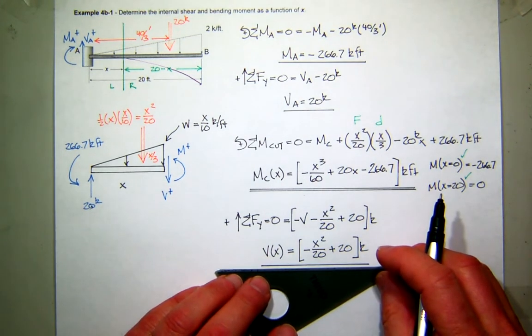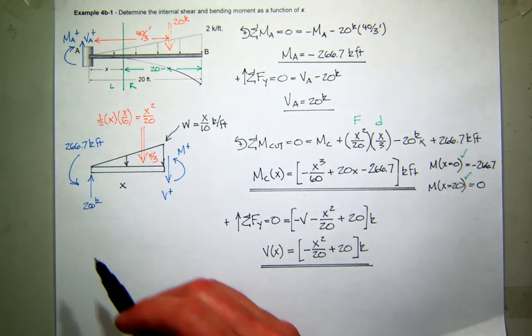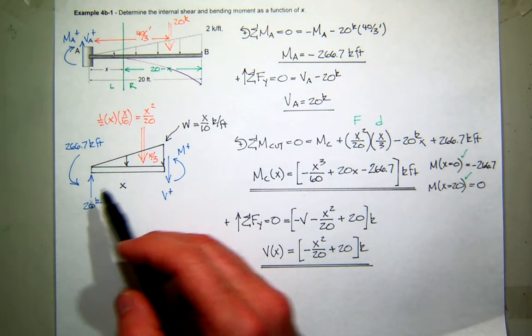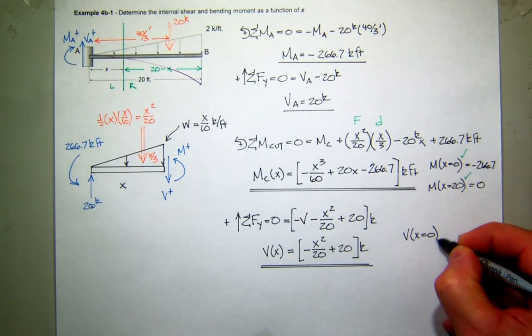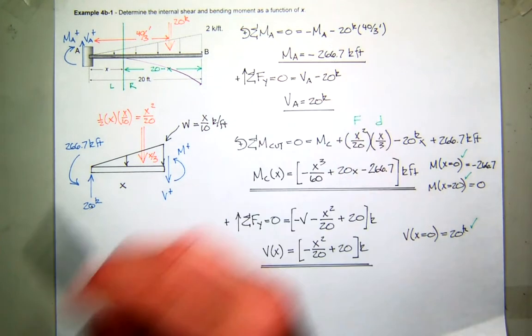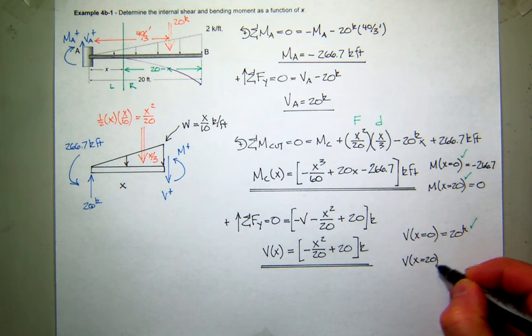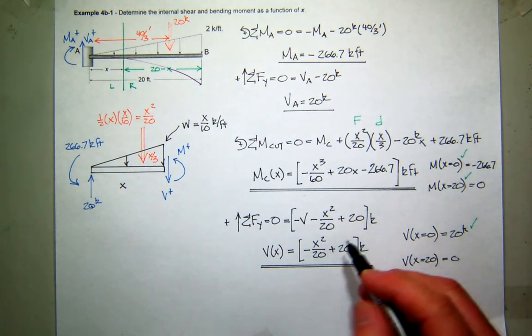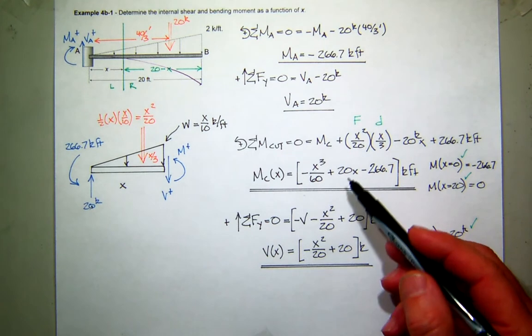Do we know something about the shear force in our structure? What's the shear force when x is equal to 0? Right here, we solve for it. 20. So does this tell me that when x is equal to 0, I get 20 kips? And the answer is yes. What's the shear force out here on the free end? At x equal 20, it is 0. If you put x equal 20 here, what do you get? 0. That's comforting.